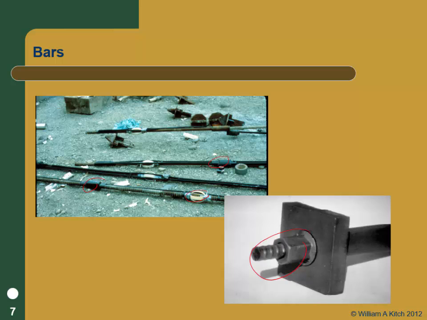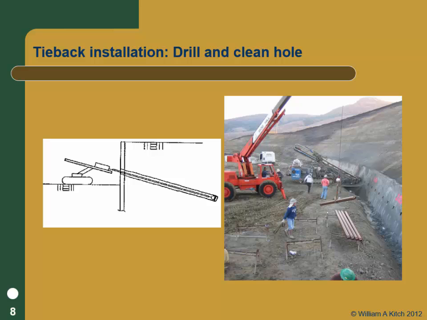I think they generally pull on them and then tighten the nuts down to take the load off the jack that's jacketing. I've seen strands put in. I've actually never seen a bar tieback system put in.